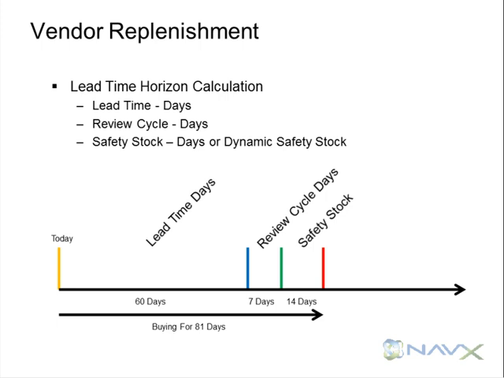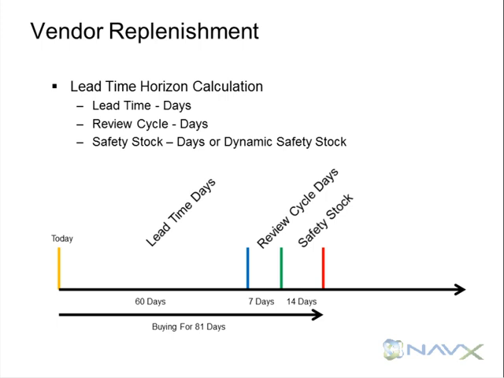So the lead time horizon calculation is made up of 3 numbers. It's made up of my lead time days. That's how long it takes from the time of placing a purchase order to receiving the purchase order. The review cycle days, that's how often I place a purchase order. I need to add that so I make sure I have enough inventory. So if it's 30 days, I add 30 days. If it's 7 days or 14 days, I add those. And then safety stock.